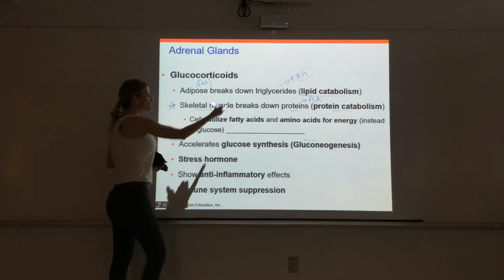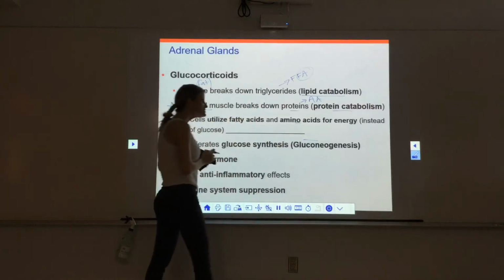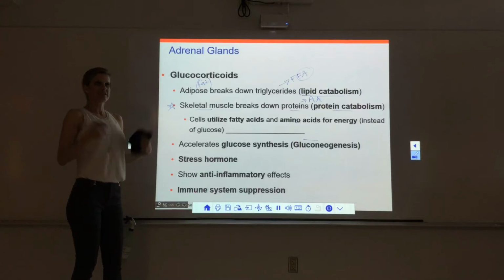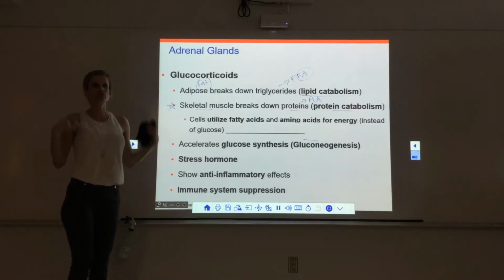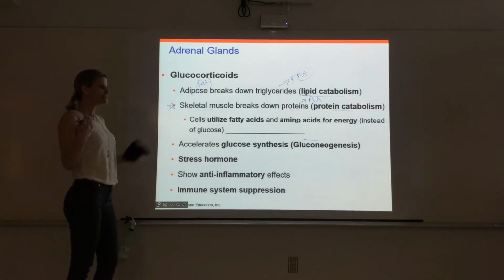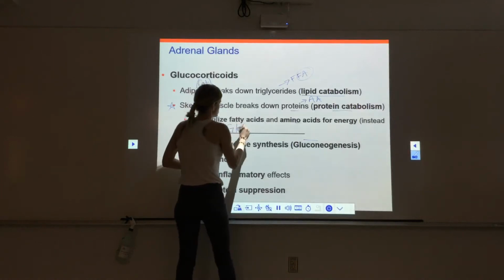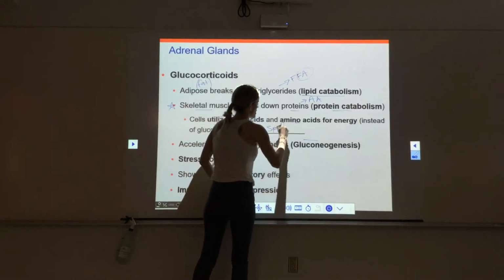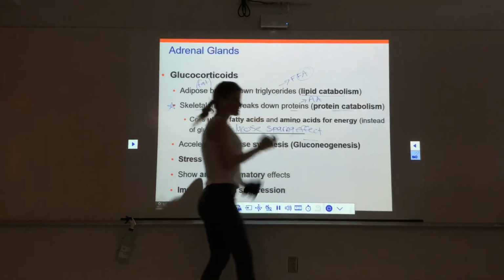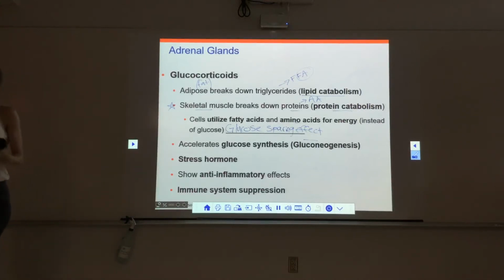So we free up fatty acids, and we free up amino acids. Now we have all of these other fuels that we can use for energy, instead of just using glucose, like we would normally. We free up a bunch of fatty acids and amino acids to use to make ATP. We call this a glucose sparing effect, because we spare the glucose. We free up all these other fuels so that we don't have to use the glucose that's there.